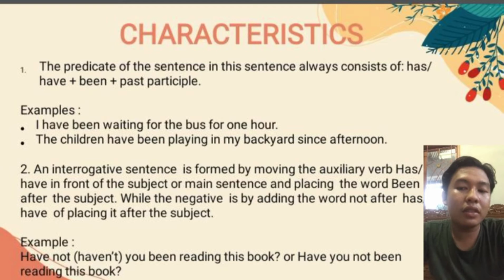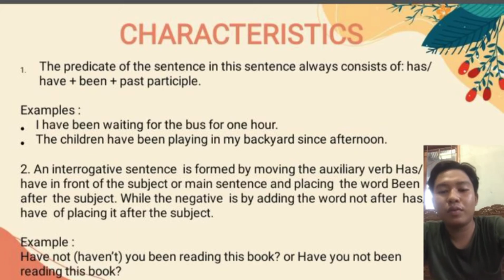An interrogative sentence is formed by moving the auxiliary verb has, have in front of the subject, and placing the word been after the subject. While the negative is formed by adding the word not after has, have, or placing it after the subject. Example: have you not been reading this book, or have you not been reading this book?